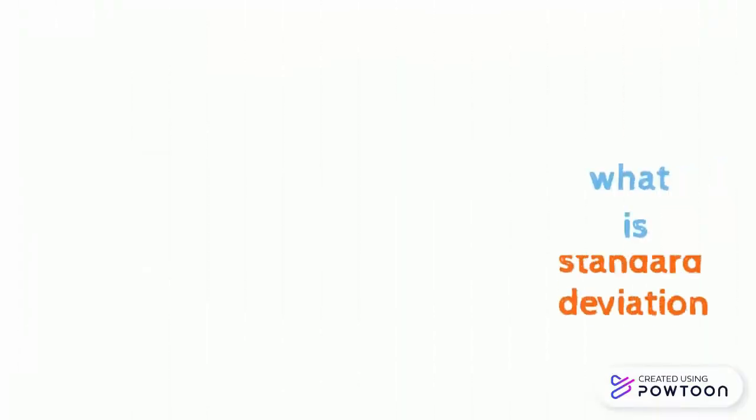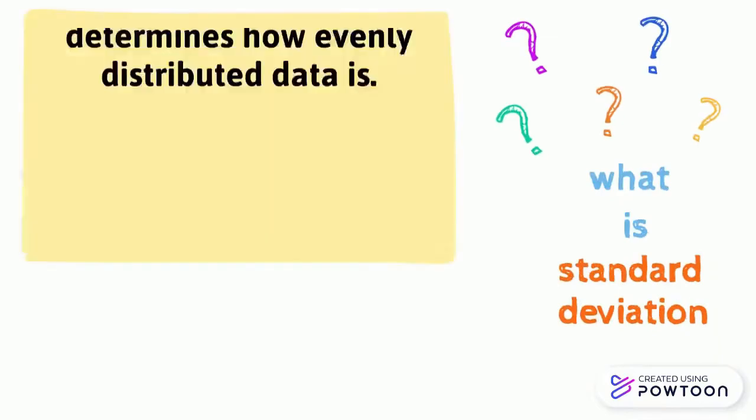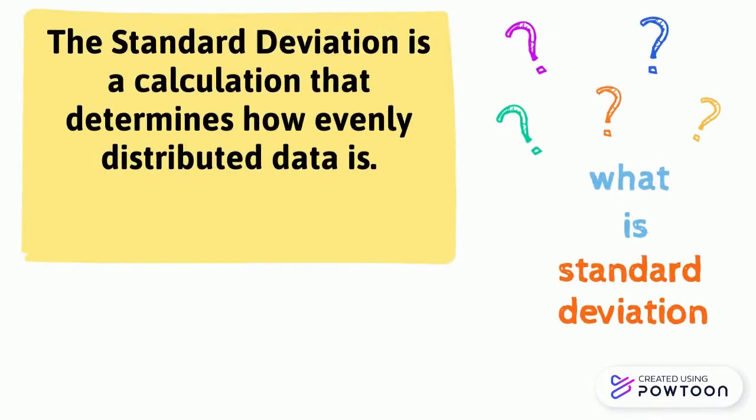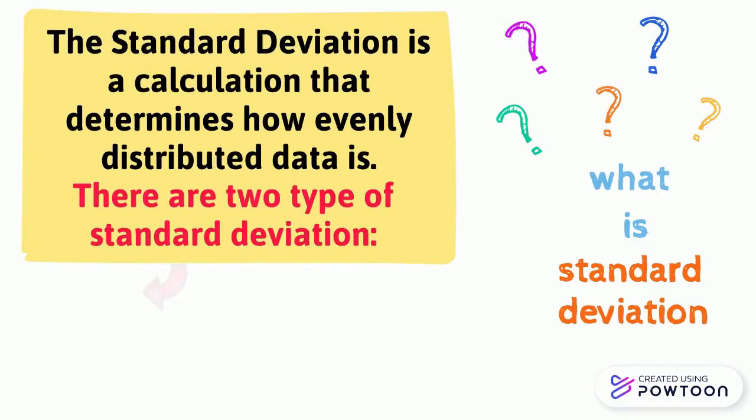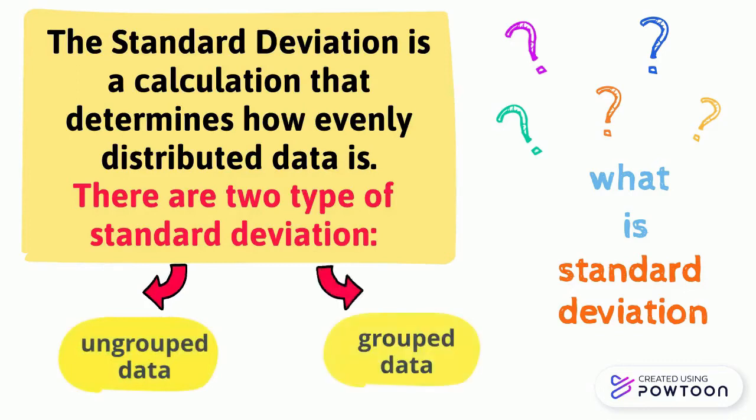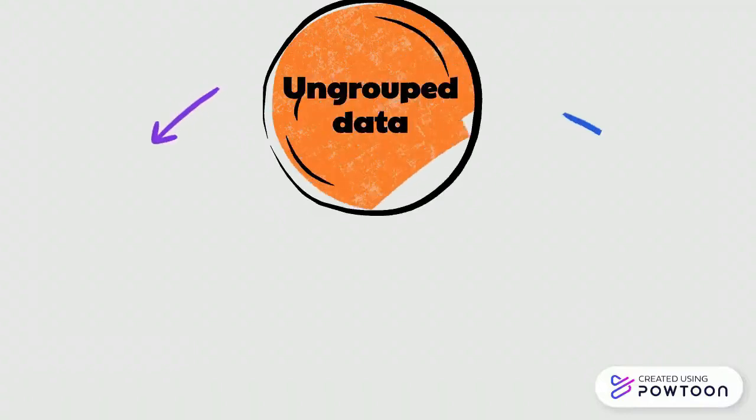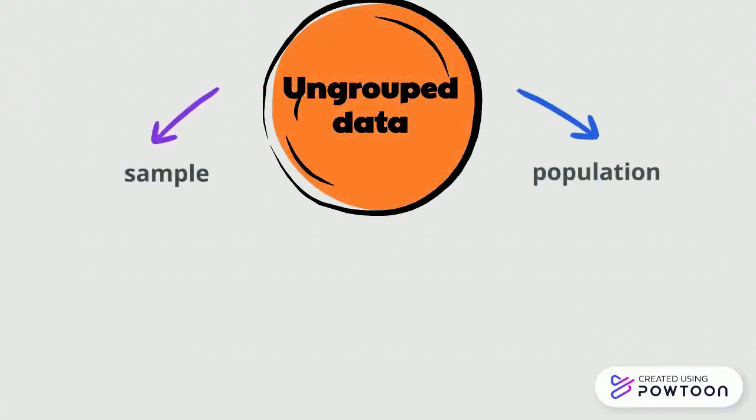What is standard deviation? Standard deviation is a calculation that determines how evenly distributed data is. There are two types of standard deviation, which are ungrouped data and grouped data. There are two types of symbol and formula for ungrouped data, which are sample and population.